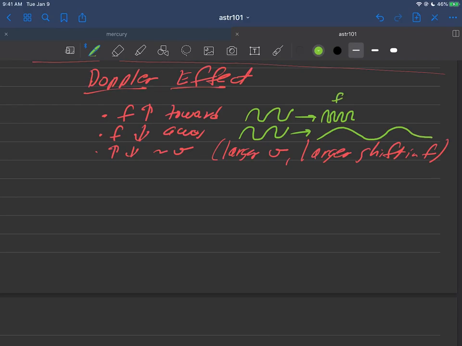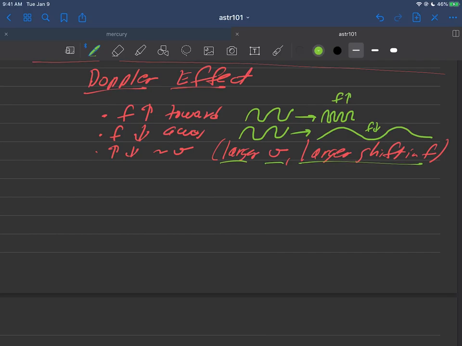So these waves here being all bunched up correspond to an increase in frequency. These waves here being all stretched out correspond to a decrease in frequency. And you can make similar arguments for the wavelength of the wave too. You can see the wavelength is changing, but it's an equivalent argument, so we'll just stick with frequency. And the last bit about the Doppler effect is that the larger the speed, the larger the velocity you have, the larger the shift in f will be.